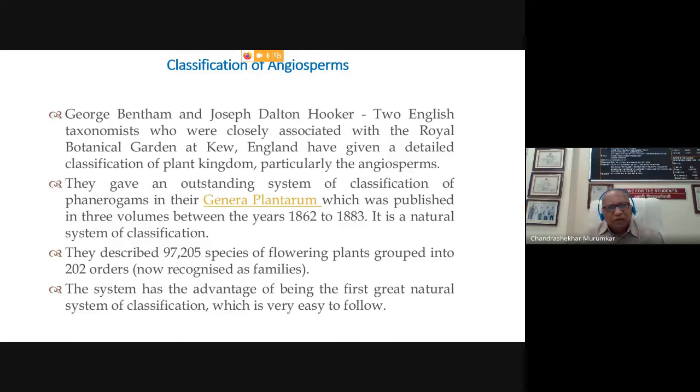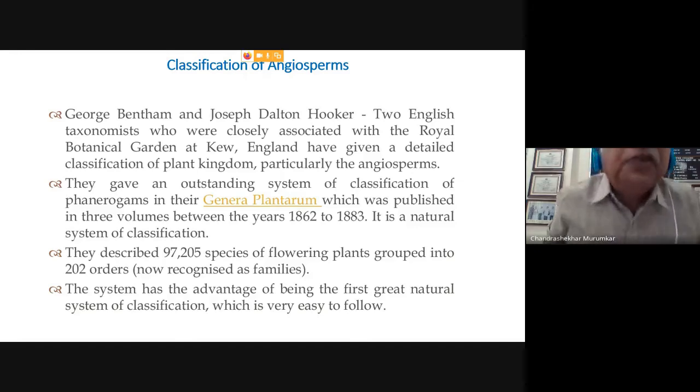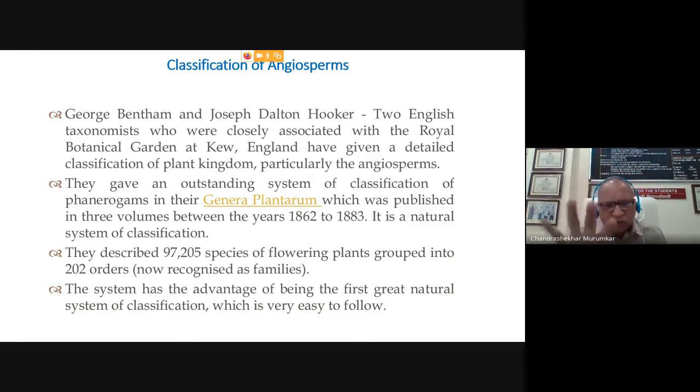Now, both described almost more than 97,000 species of flowering plants, and they grouped them into 202 orders. Actually, this number is 200, and there are 2 families which are called the Ordines Anomali, that is, their exact position was not known at that time. So 200 plus 2 becomes 202. The system has the advantage of being the first great natural system of classification, which is very easy to follow in the field. That's why the Bentham and Hooker system is very easy, and even today almost half of the world uses it, because it is based on external morphology. So when you go to the field, you can see the characters and immediately identify the plants.